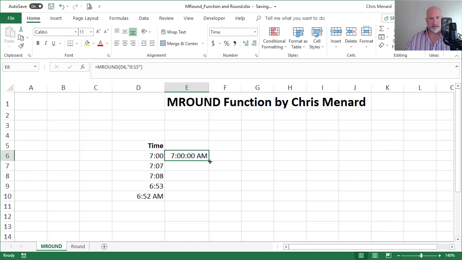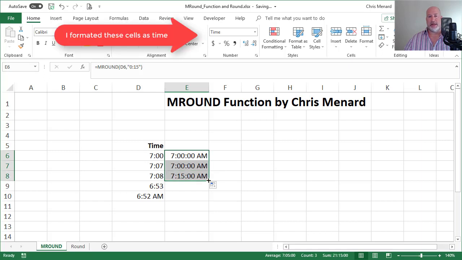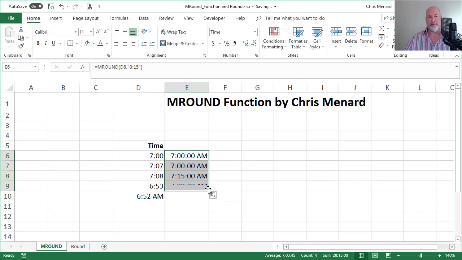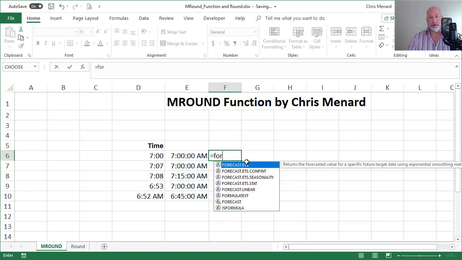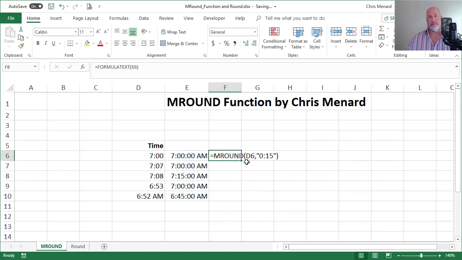That is correct. I should get 7 o'clock again because it's the 7-minute rule. 7:08 should go to 7:15, and it does. 6:53 should be 7 o'clock. 6:52 should be 6:45. There you go. So we use the MRound function right there to figure out this 7-minute rule that I think the Department of Labor has, that a lot of companies use. I believe Kronos uses it a lot.